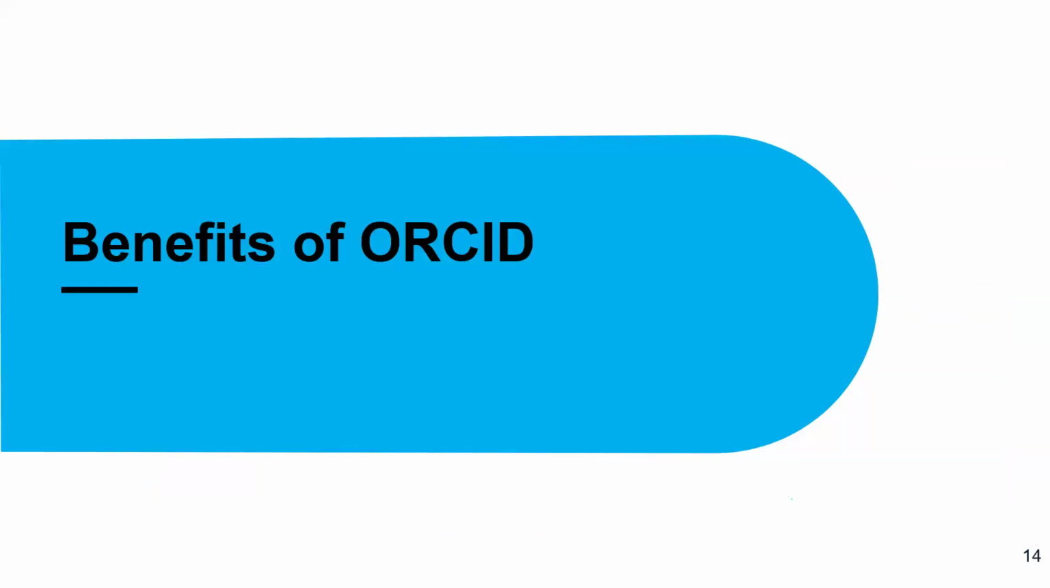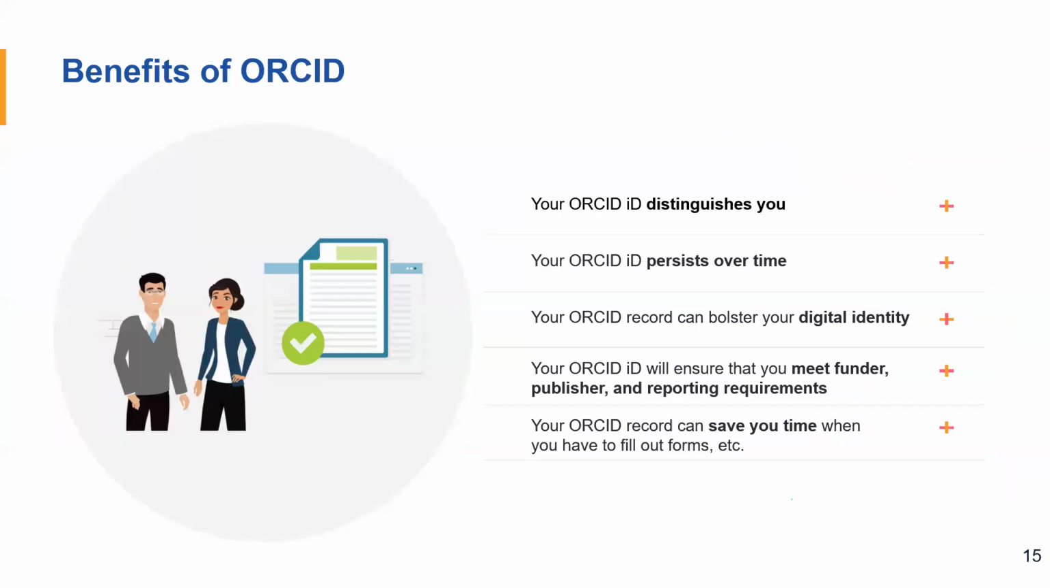Now, let's talk about the benefits of ORCID. ORCID distinguishes you from others. Your ORCID ID persists over time, even if your name changes or if anything else in your life changes. Your ORCID record can bolster your digital identity, and ultimately, your ORCID record can save you time when you have to fill out forms that ask for information about you and your research activities. Additionally, many publishers and funders are starting to require ORCID IDs from authors and investigators. So if you have not already run into this, it's likely that you will in the future.